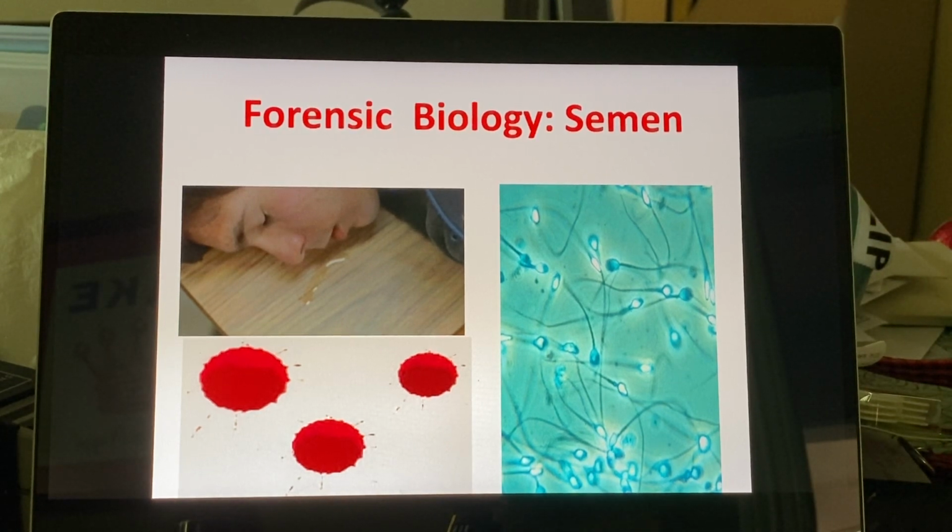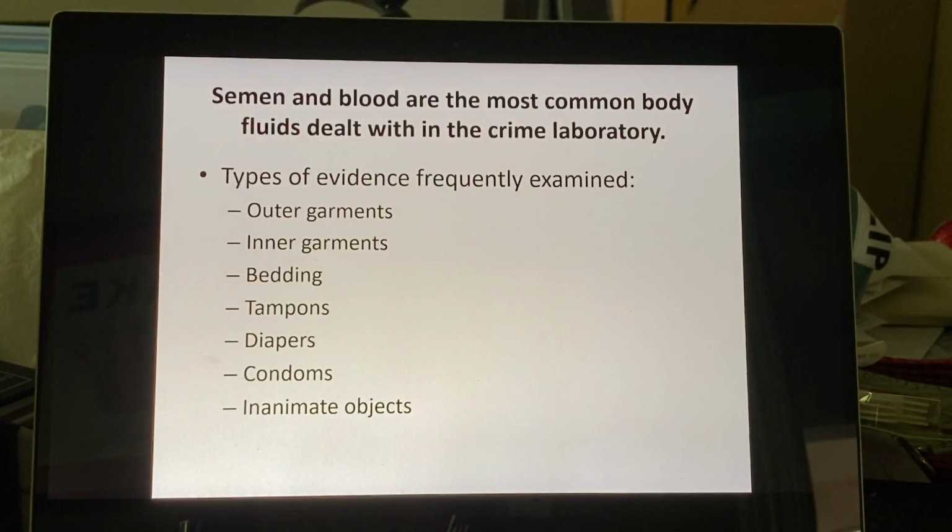By the way, this opening photograph is a scene from Ferris Bueller's Day Off, if you've ever seen that movie. That was when I used to talk about saliva too. But we're stopping with blood and semen identification.